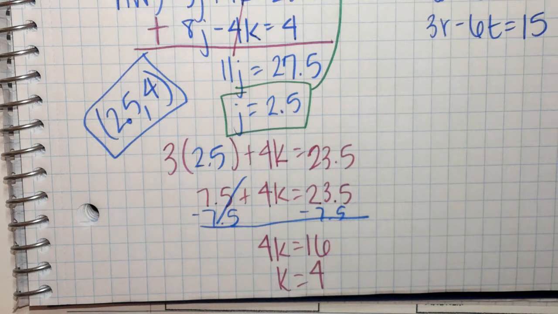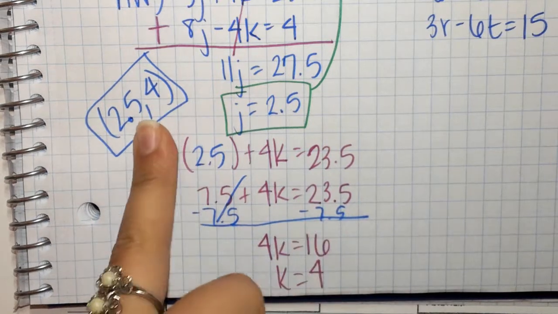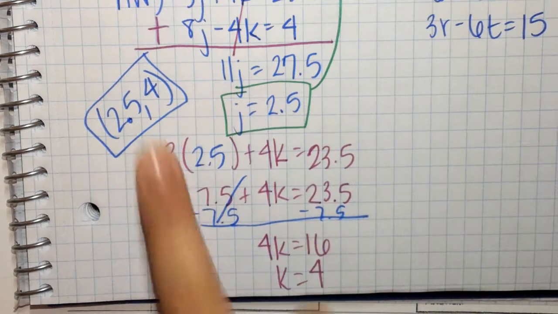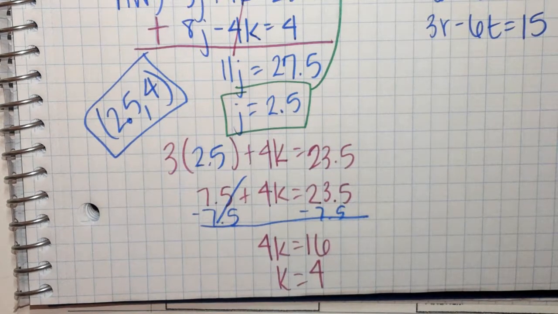Alright, now, do we have to write it as a coordinate? Yes, because that's how we write our answer. And we write it in alphabetical order. So does J come before K? Yes. Alright, how many of us got that problem right?